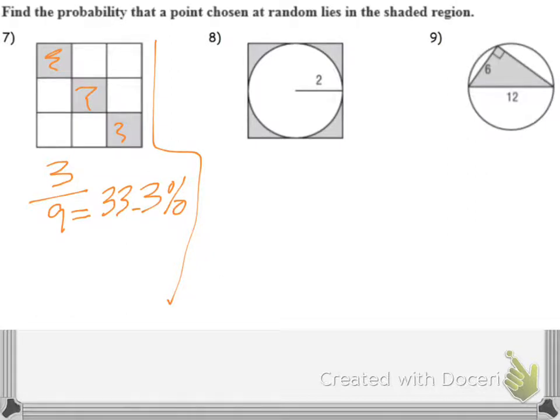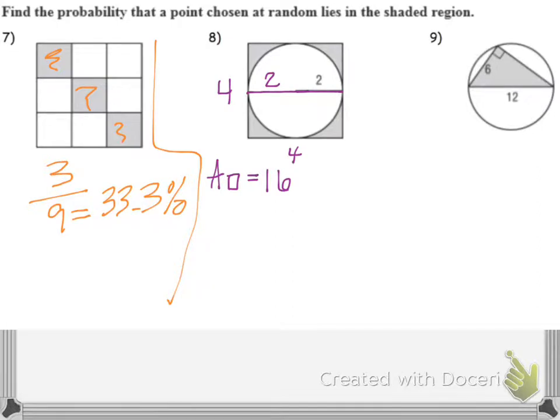Number 8, I'm going to take the shaded part, which in this case is the square. So I need to figure out what the length of this square is. If the radius is 2, that means this is a 4 by 4 square. So the area of the square is 16, 4 times 4. That's the whole square, but that's not the shaded part.